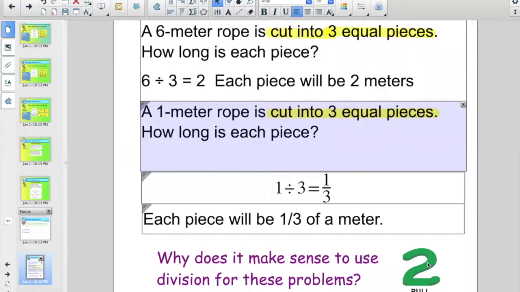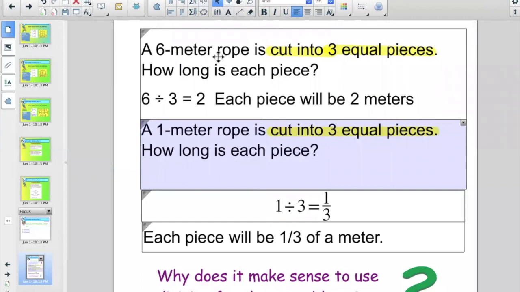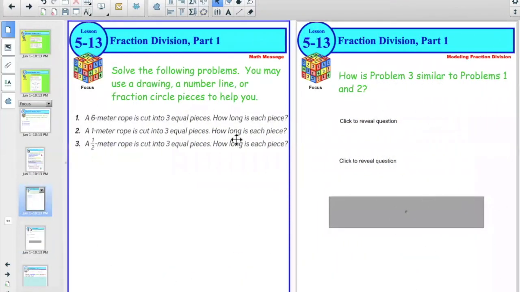Why does it make sense to use division for these problems? Well, it's right here, isn't it? We've got the rope, and we're cutting it into equal pieces. So we're dividing it. That's when we use division. So here we go. Let's think about these problems a little deeper. How is problem 3 similar to problems 1 and 2? Well, we see that in all of those situations, we're taking a piece of rope and cutting it into 3 equal pieces.